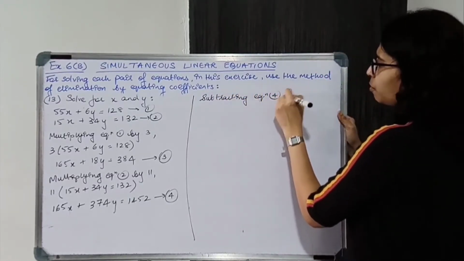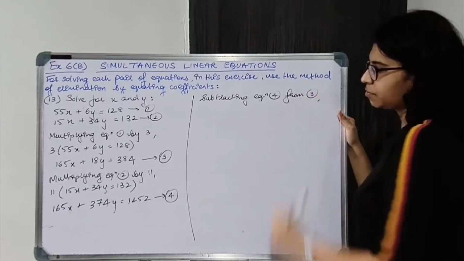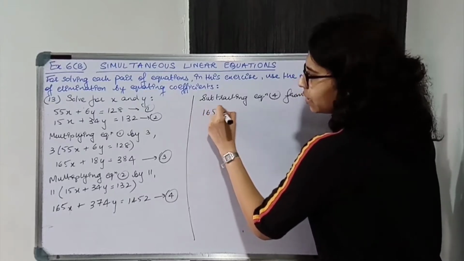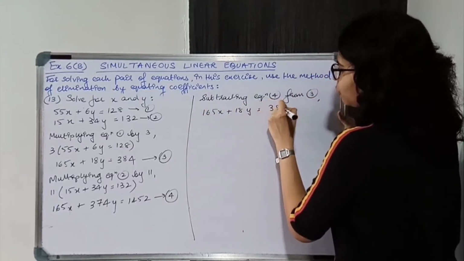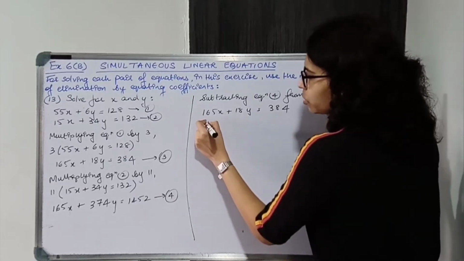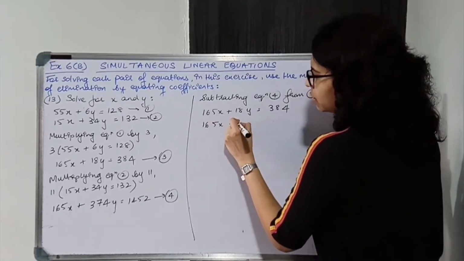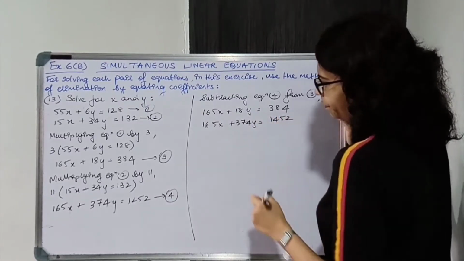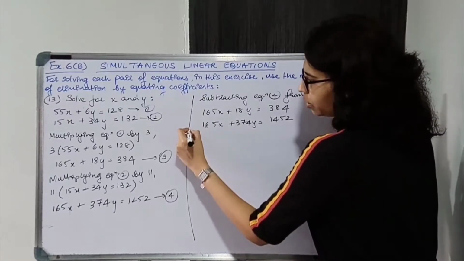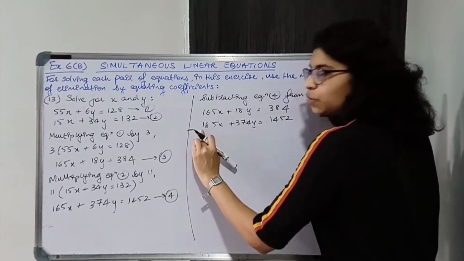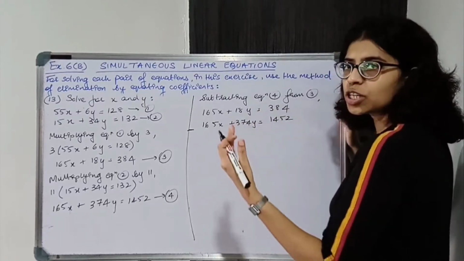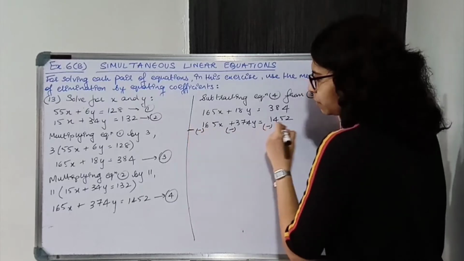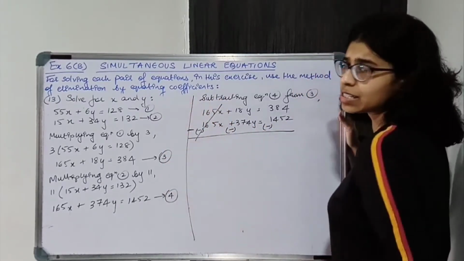equation 4 from 3. So if we subtract from 3, write 3 first. So this will be 165x plus 18y is equal to 384. This is equation number 3. Equation number 4 is 165x plus 374y is equal to 1452. Now we are subtracting. Okay, since we are subtracting, the signs of this equation will change. So positive becomes negative, negative becomes positive. Everything here is positive, so everything will become negative. Okay, this will get cancelled.